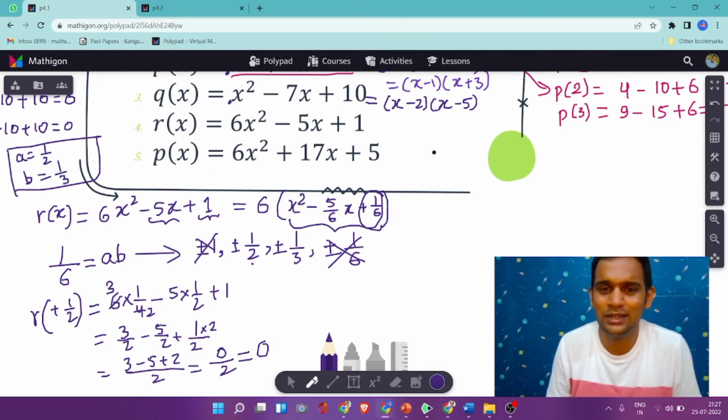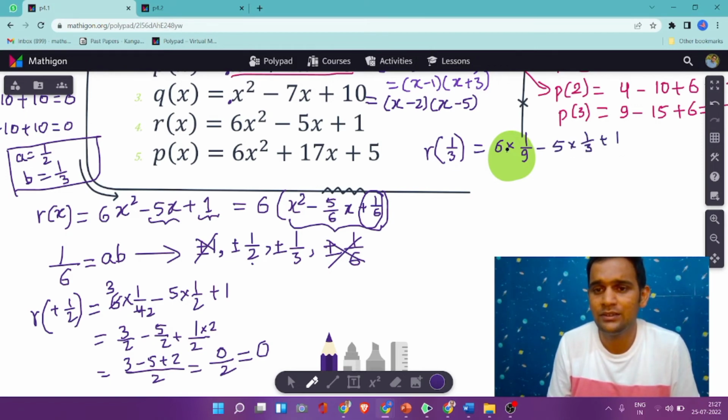Let's quickly calculate it and verify. So r of 1 by 3 equals 6 times 1 by 3 whole square, which is 1 by 9, minus 5 times 1 by 3 plus 1. Yes. So 3 twos are 6, 3 threes are 9. So that gets us to 1 by 3 minus 5 by 3 plus 1.